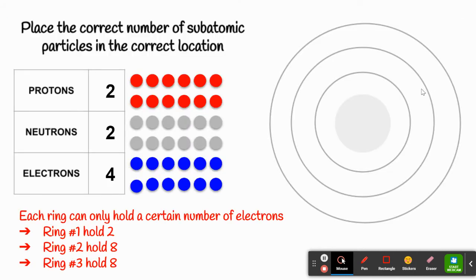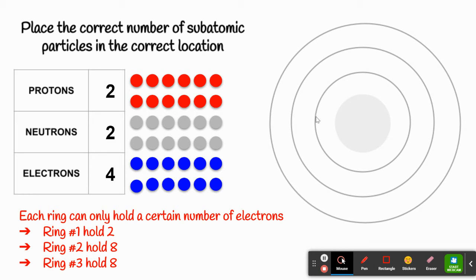All right, so let's look at this practice. You're going to do this after you finish these notes. So I've told you what the number of protons, number of neutrons, and number of electrons are. Something important before I show you this activity is that each ring can only hold a certain number of electrons. So make sure you're writing all this stuff in red in your notes.